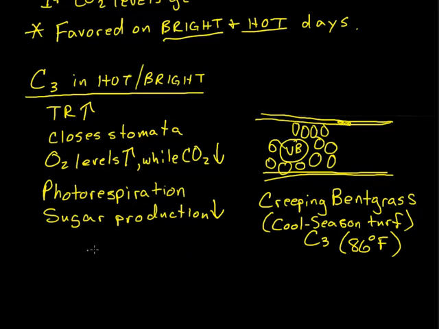And so you see an overall decline in the health of, let's say, a cool season turf or any C3 plant in these hot, bright conditions, unless it has some sort of other adaptation to deal with the heat, which many plants do, but creeping bentgrass doesn't particularly have any.